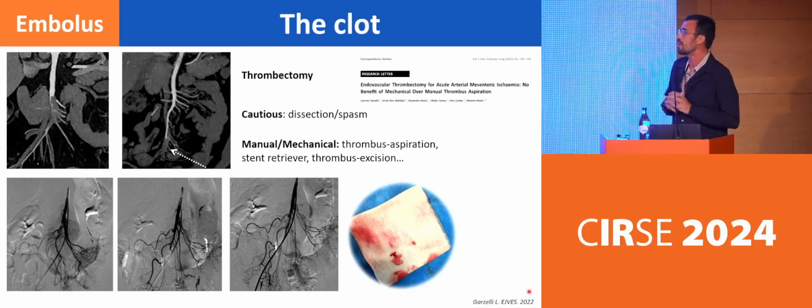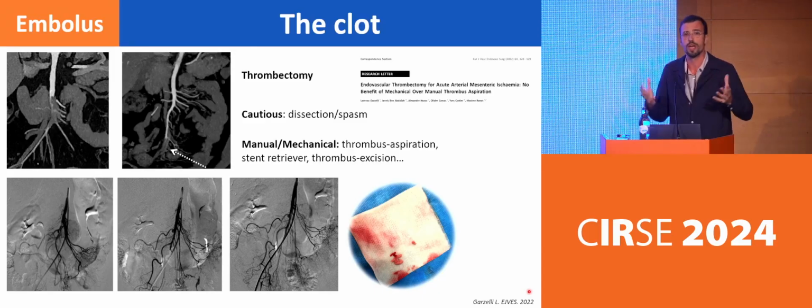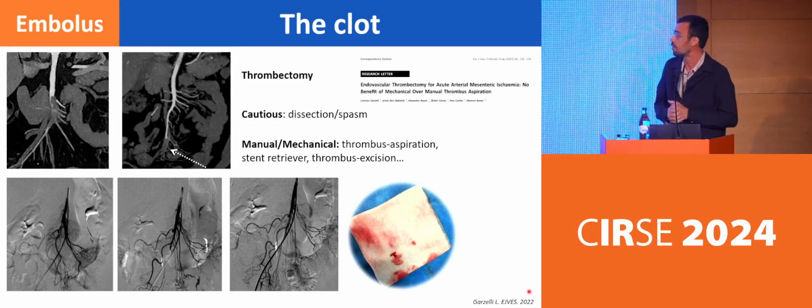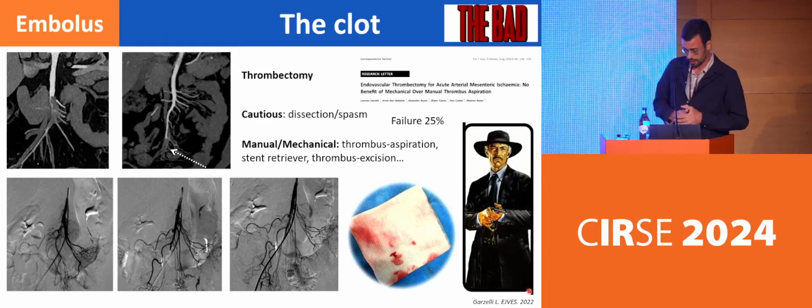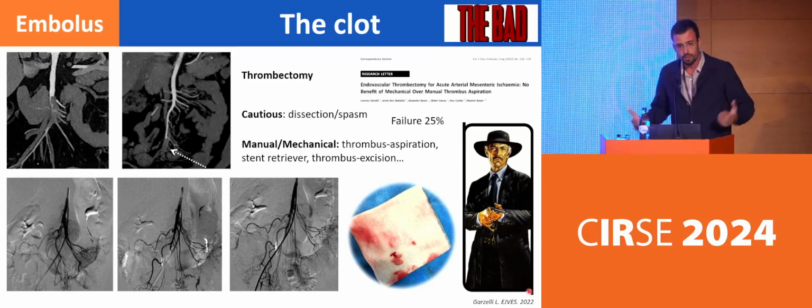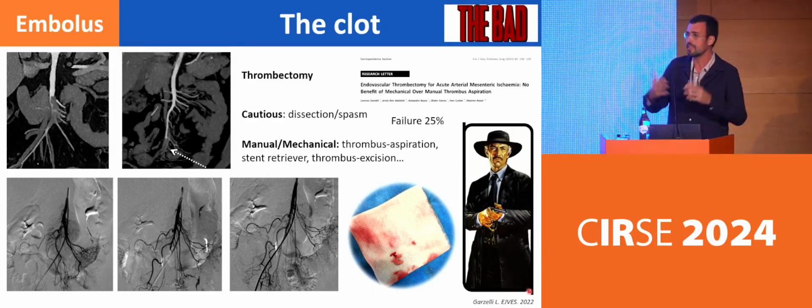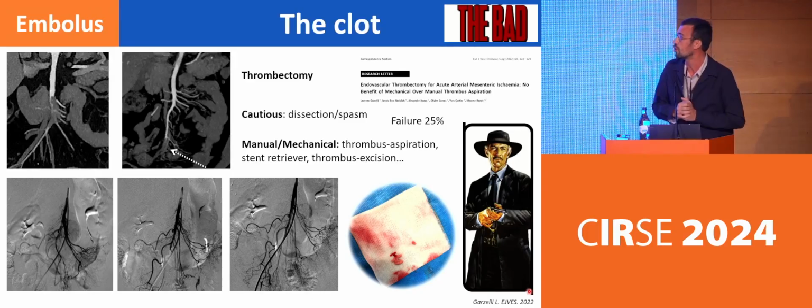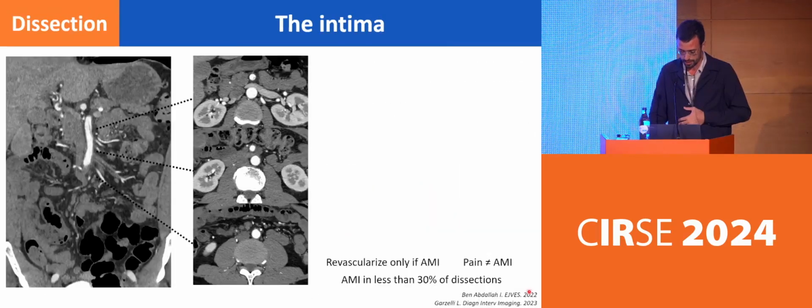I don't have any recommendation whether to use a manual thrombectomy with the traditional 60 mL vacuum syringe or to use a mechanical device, such as vacuum thrombus aspiration, stent retriever, or thrombus excision. Those devices are expensive, and none have shown their superiority over the traditional manual technique. So the clot can be regarded as the bad, because even if you are experienced, you have a procedure that lasts 2 hours in general anesthesia, and the rate of failure will be approximately 25–30%, meaning that you will have to use intra-arterial thrombolysis.